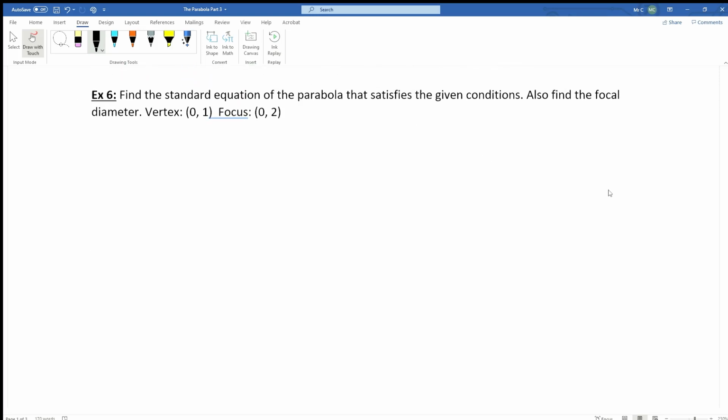Let's take a look at another example. Find the standard equation of the parabola that satisfies the given conditions and find the focal diameter. As always, we're going to just graph these conditions and figure out what this thing looks like. Okay, so our vertex is at (0, 1). That's right here. Our focus is at (0, 2).